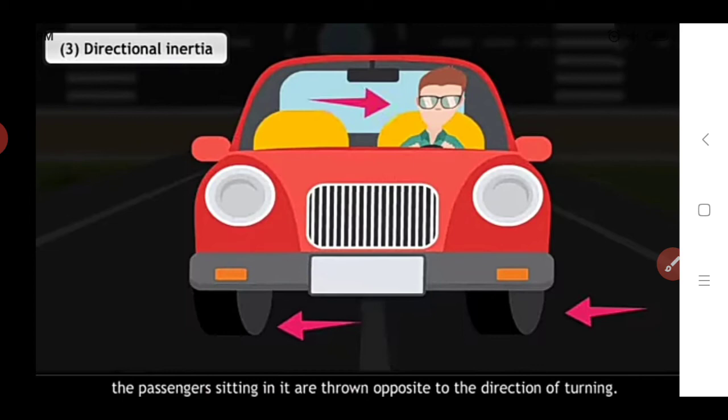So it is the property of moving objects, or objects which are in motion. When these objects are in motion and we change the direction of that moving object, due to directional inertia these objects cannot change their direction, and due to this, they move towards the opposite direction with respect to the direction in which we turn the vehicle. Here we see the example of this vehicle.